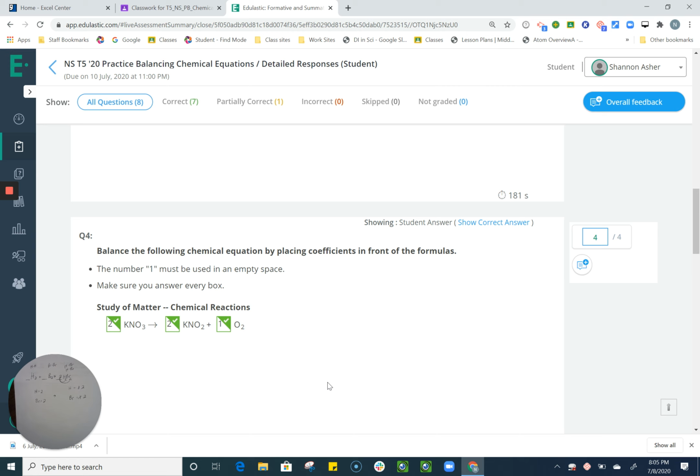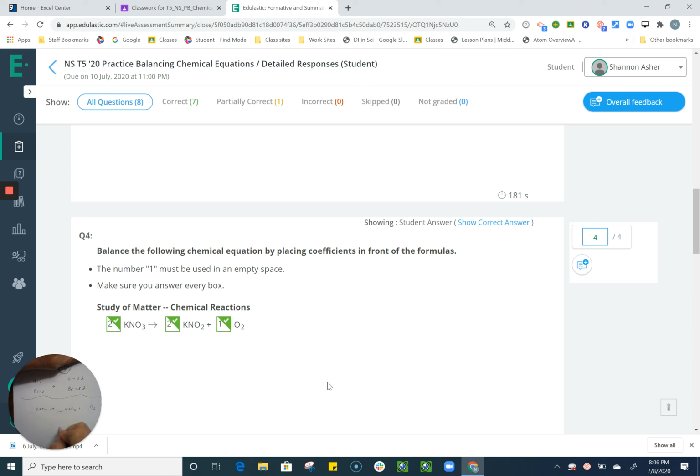Okay, let's do this one before we go to a polyatomic ion. So we have KNO3, and after the reaction, it's going to break down into 2 simpler substances. This is called a decomposition reaction. Plus O2. So we're going to have to count everything. So we have 1, 2, 3 types of atoms here.